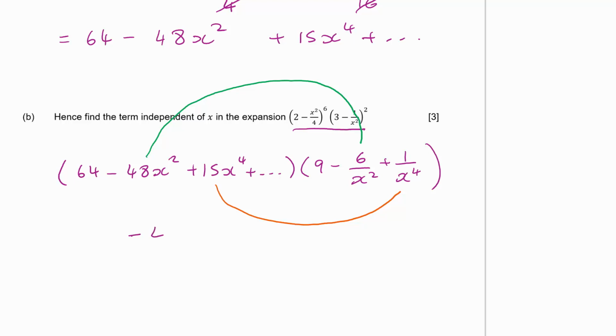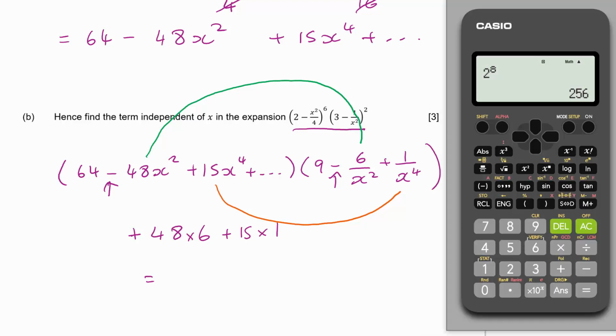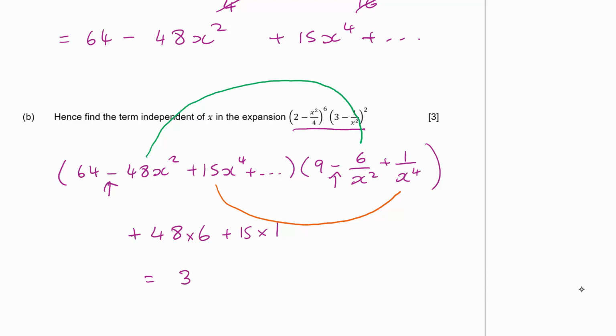So that is going to give me negative 48 times 6. So it was times negative 6, so it's positive. So we're doing a negative times a negative, so it's going to end up being positive. And then it's going to be 15 times 1. So we've got 48 times 6, add 15, gives me 303.